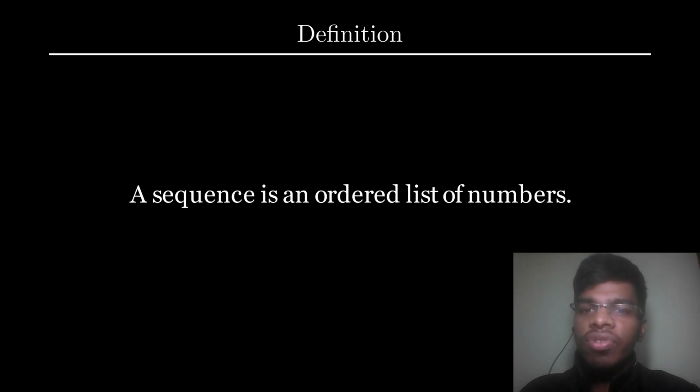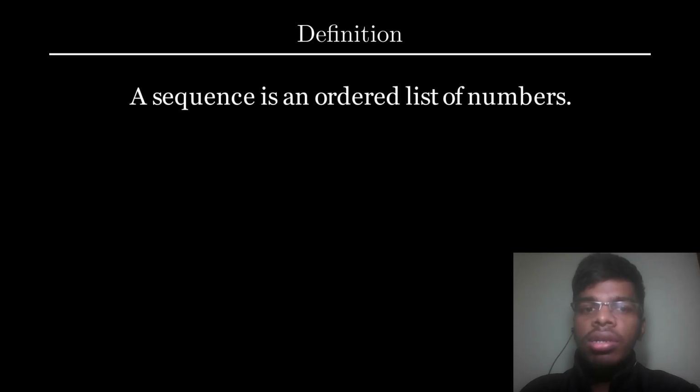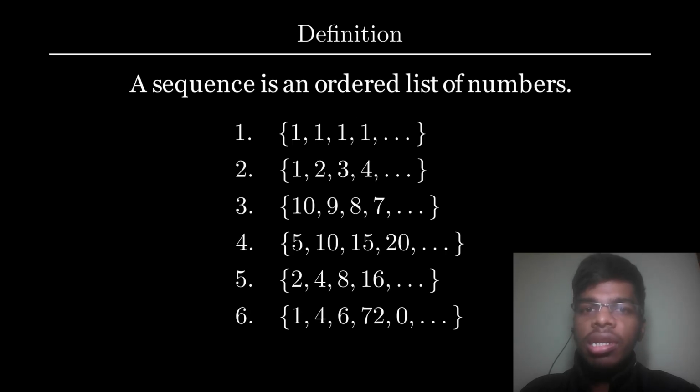It could be any list of numbers. For example, it could be a list of constants like 1, 1, 1, or we could start with 1 and keep incrementing it by 1, so it will be 1, 2, 3, 4. Or we could start with 10 and keep decrementing it by 1, so the sequence will be 10, 9, 8, 7. Or we could start with any number like 5 and keep incrementing by 5, so the sequence will be 5, 10, 15, 20 and so on.